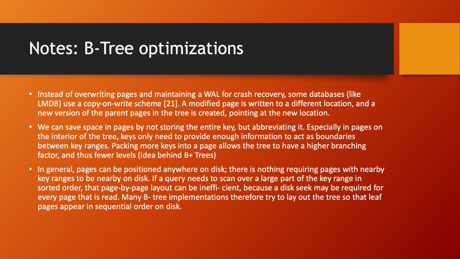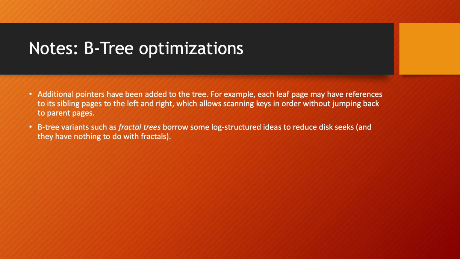In general, pages can be positioned anywhere on the disk. There is nothing requiring pages with nearby key ranges to be nearby on disk. If a query needs to scan over a large part of the key range in sorted order, that page-by-page layout can be inefficient because a disk seek may be required for every page that is read. Many B-tree implementations therefore try to lay out the tree so that the leaf pages appear in sequential order on the disk.